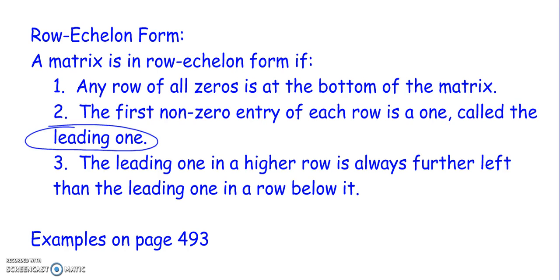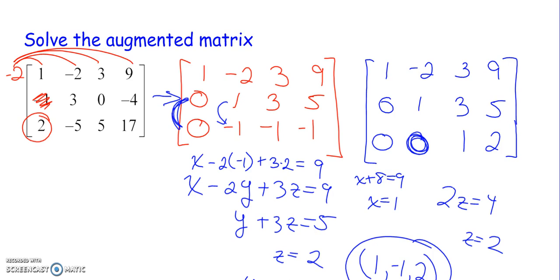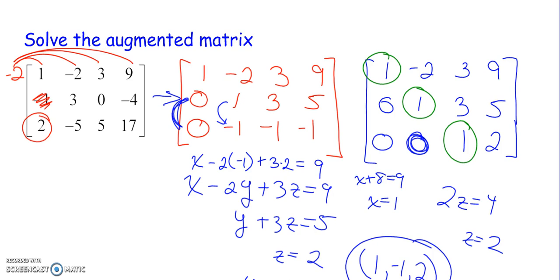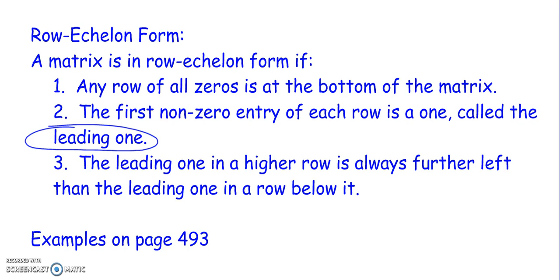If you notice going back, this right here would be a leading one, and a leading one. The last part to row echelon form is that the leading one in a higher row is always further left than the leading one in the row below it. If you think back, that makes sense. Here's my leading one. It's further left than the leading one in the row below it, and my last leading one is furthest to the right. That's essentially what row echelon form is asking.